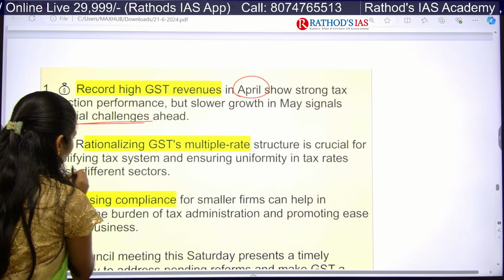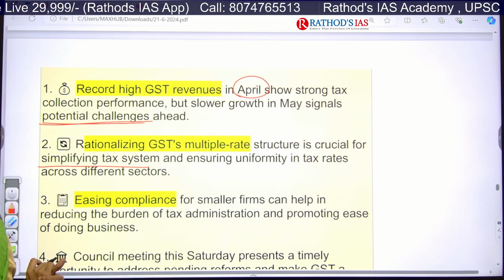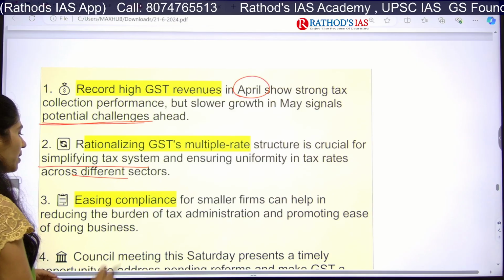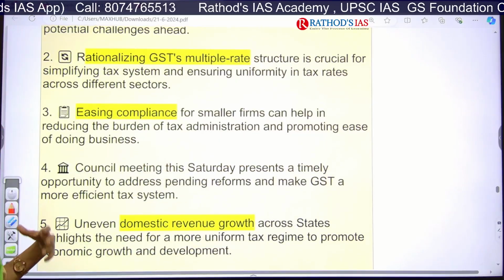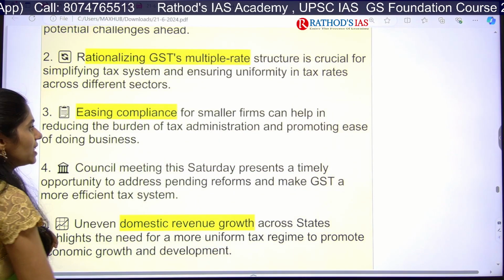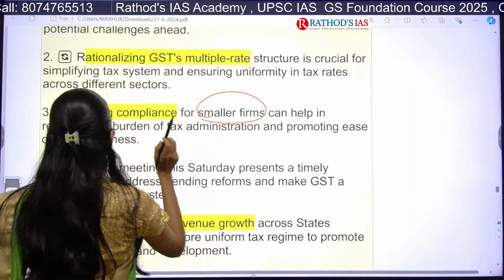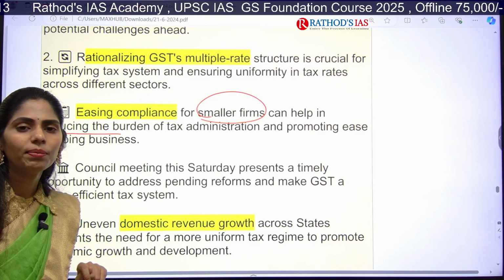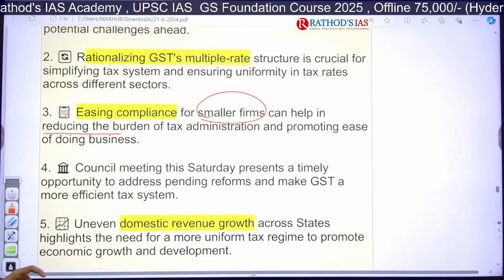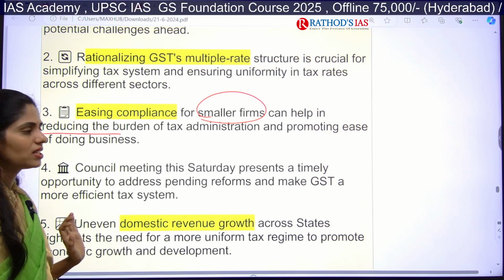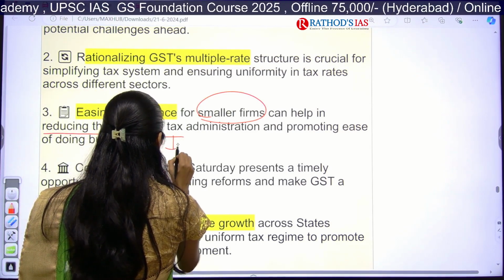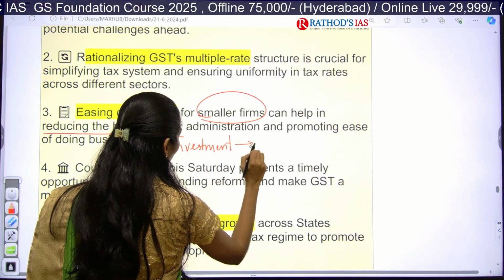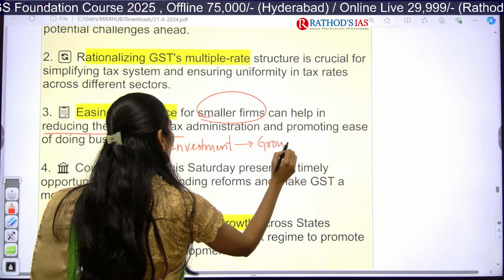So we have to simplify this tax system. This article says that we have to come up with a uniform tax rate across different sectors, so that we can focus on easy compliance. Especially for smaller firms, it will help reduce the burden of tax administration, and it will promote ease of doing business. Whenever we promote ease of doing business, we can attract more investments to our country. And whenever there is more investment, that leads to economic growth, obviously.